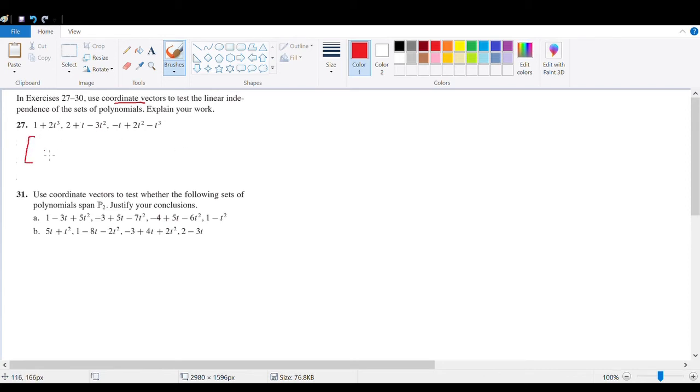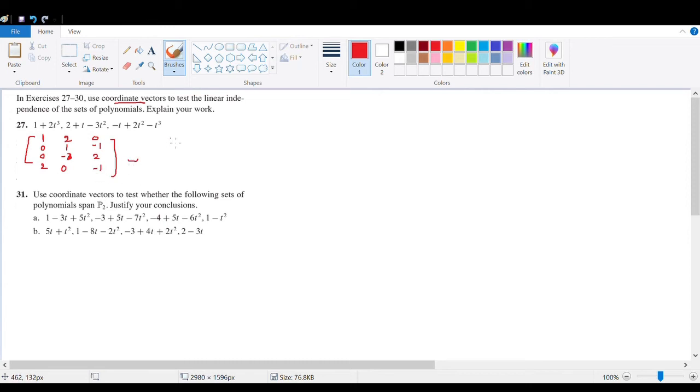So the matrix, we will take the coefficients. Here we have 1, then the coefficient of t is 0, coefficient of t square is 0, coefficient of t cube is 2. Similarly for this one we have 2, 1, minus 3, 0, and for this one 0, minus 1, 2, minus 1. And we'll do row operation for this matrix.